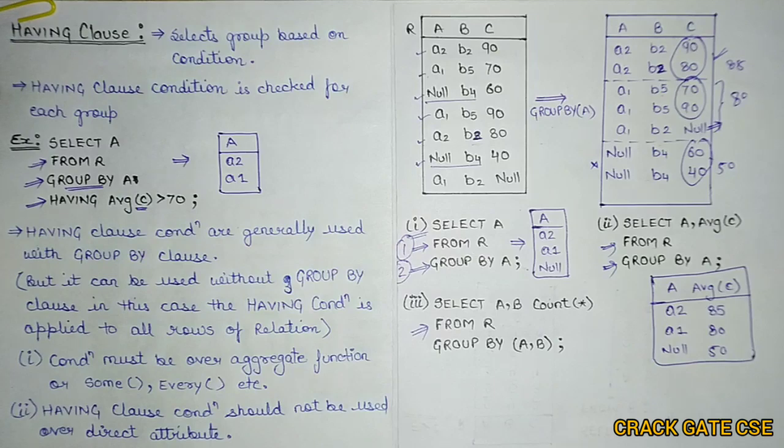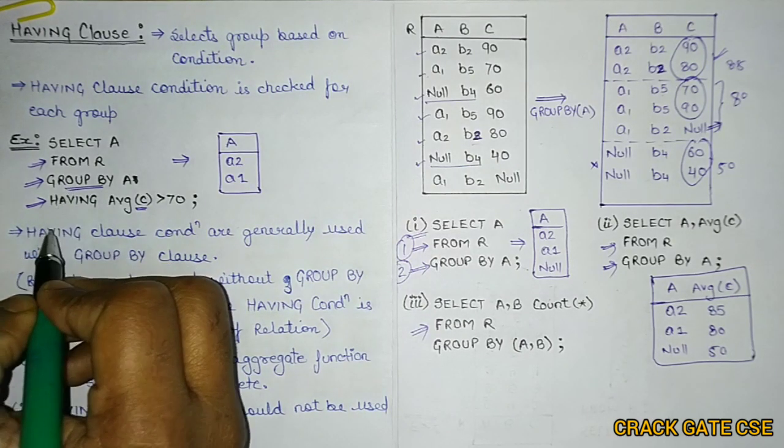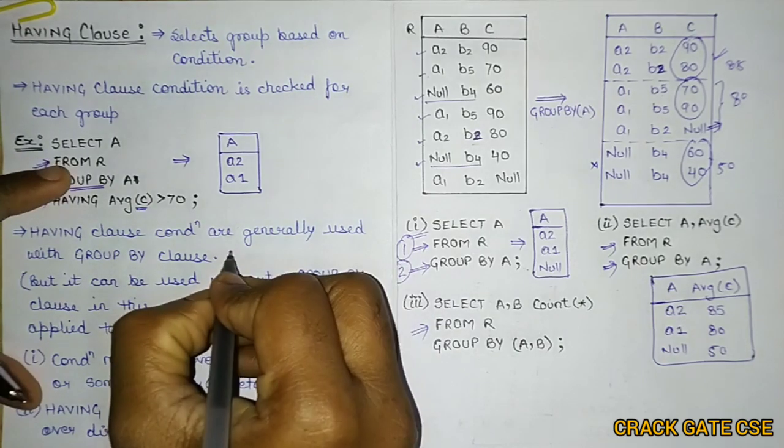Do not get confused with this particular thing, because in a previous year GATE there was one question on the basis of this having clause and group by clause, where they asked about the existence of having clause. So do not get confused. The having clause conditions are generally used with group by clause. This is as per the standard definition.